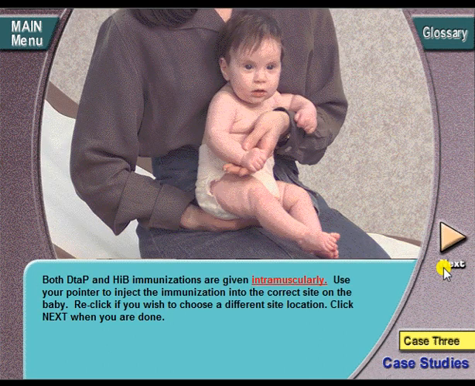Both DTaP and HIB immunizations are given intramuscularly. Use your pointer to inject the immunization into the correct site on the baby. Re-click if you wish to choose a different site location. Click Next when you are done.